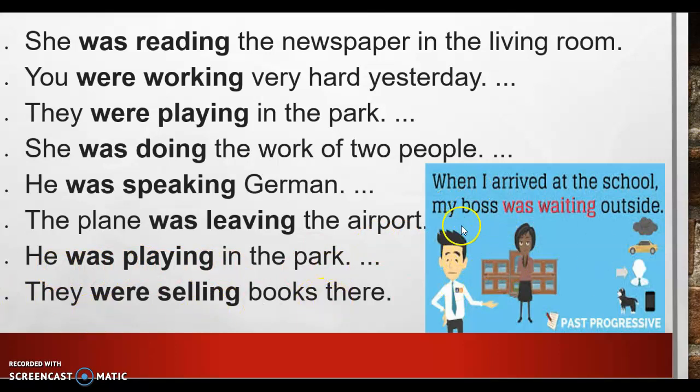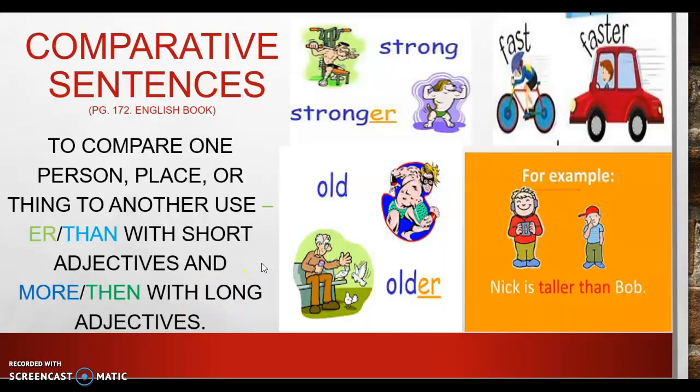See this example more. When I arrived at the school, my boss was waiting outside. So this man right here is the boss, and she says when I arrived at the school, my boss was waiting outside. Okay, so let's see more. And then you need to go in your English book too, on page 172.